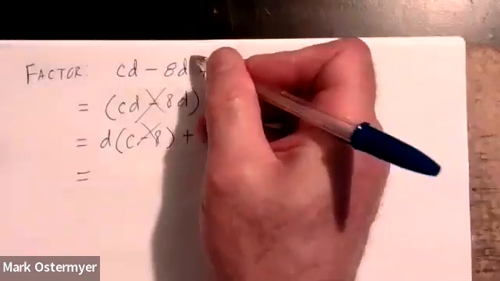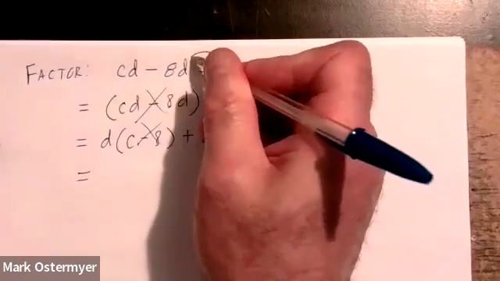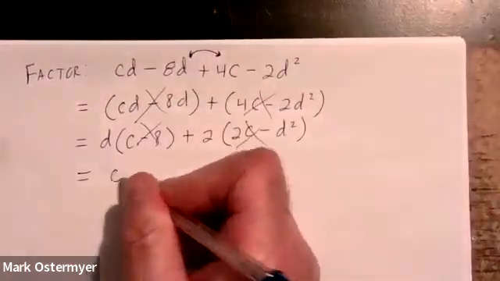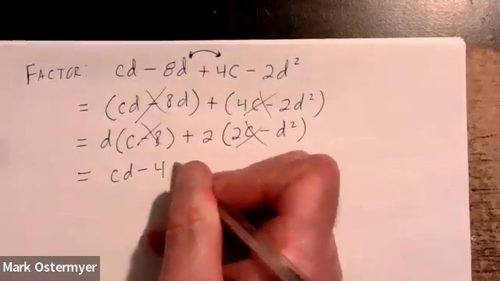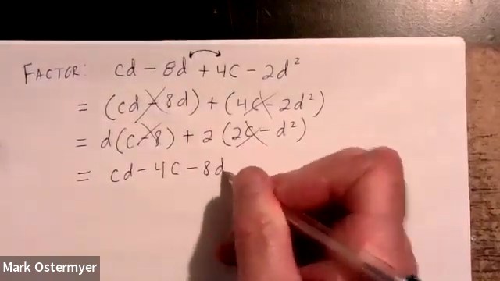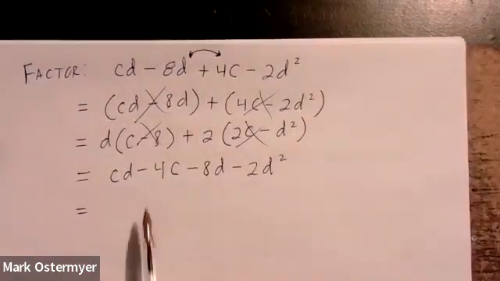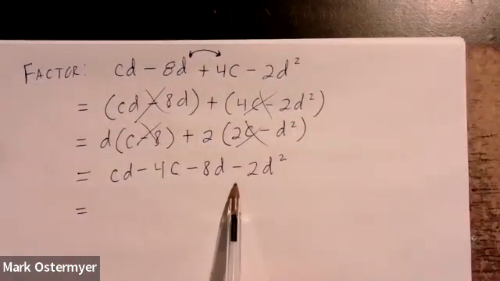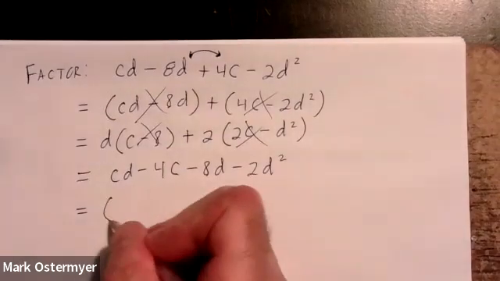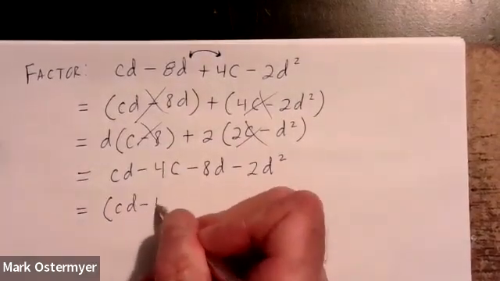So what I'm going to do is flip these two terms around here, just rearrange them. So I got CD minus 4C minus 8D minus 2D squared. We still have the same four-term polynomial, nothing changes here. And now we will try grouping again.